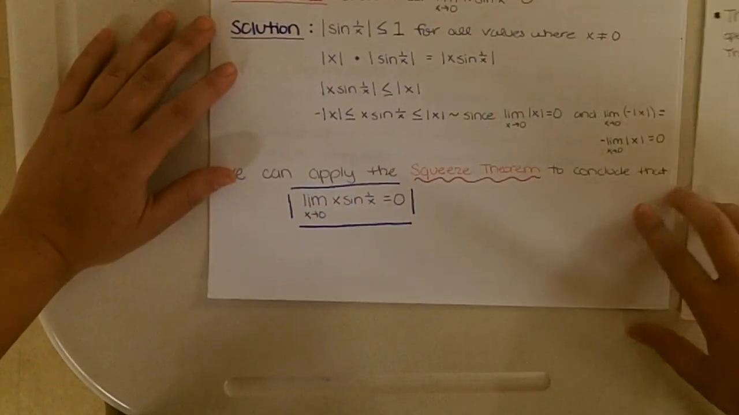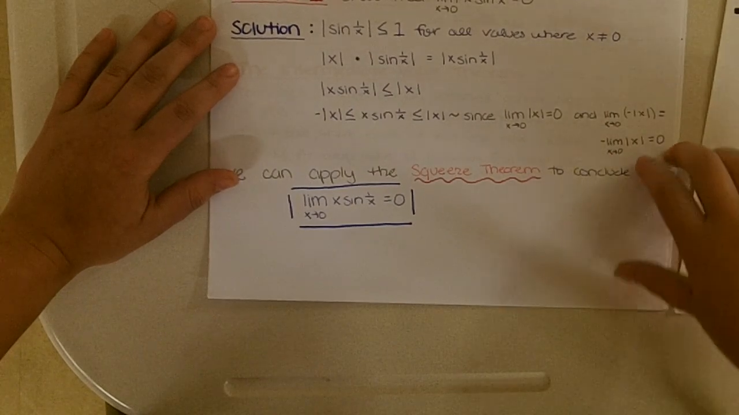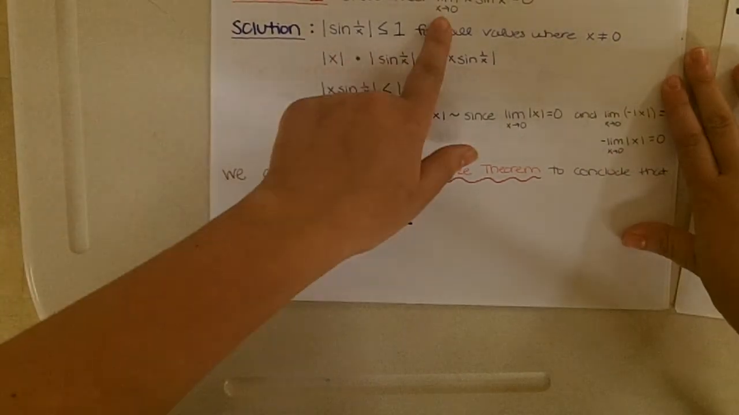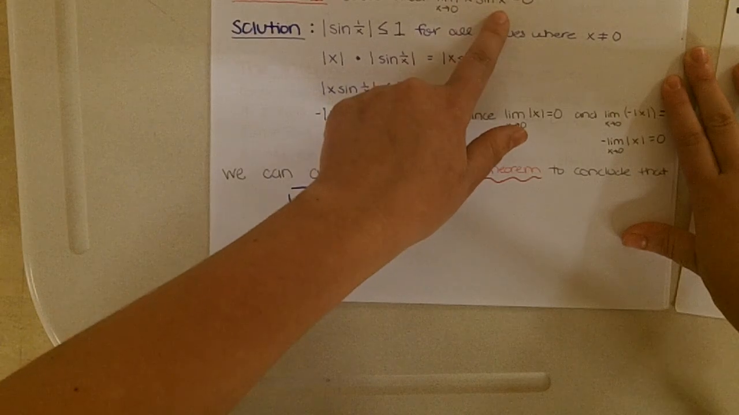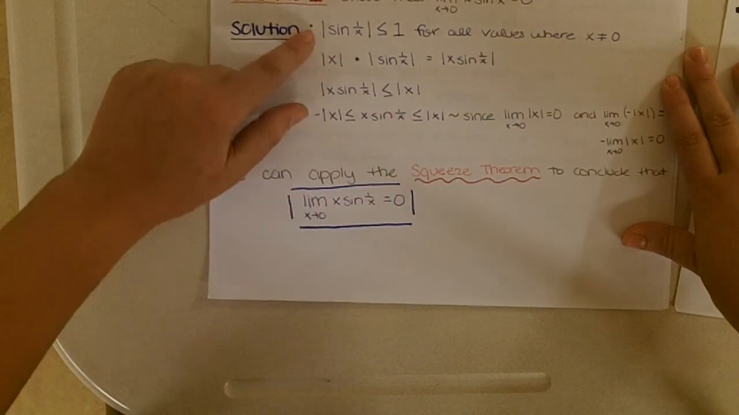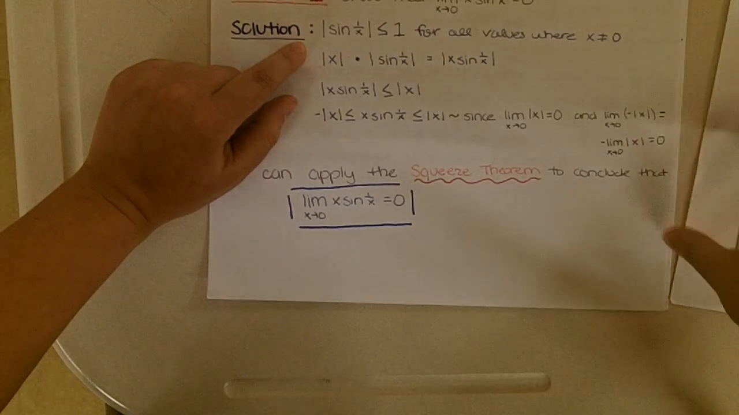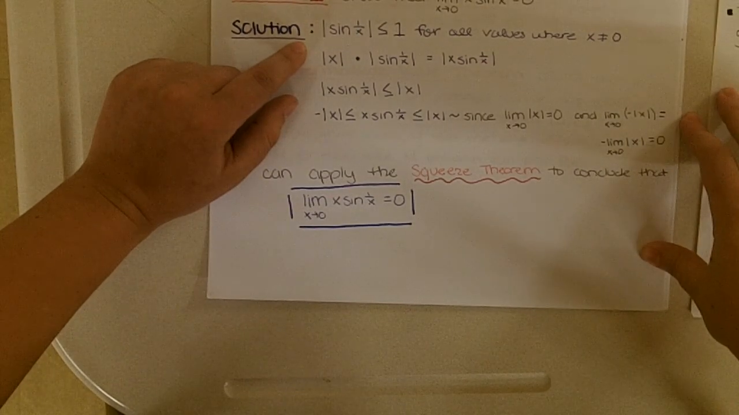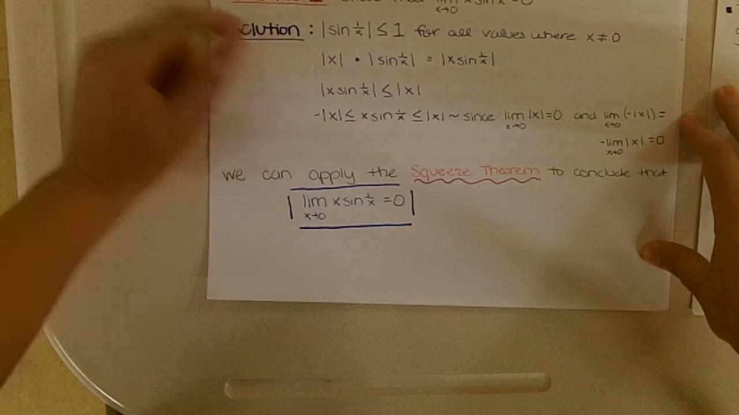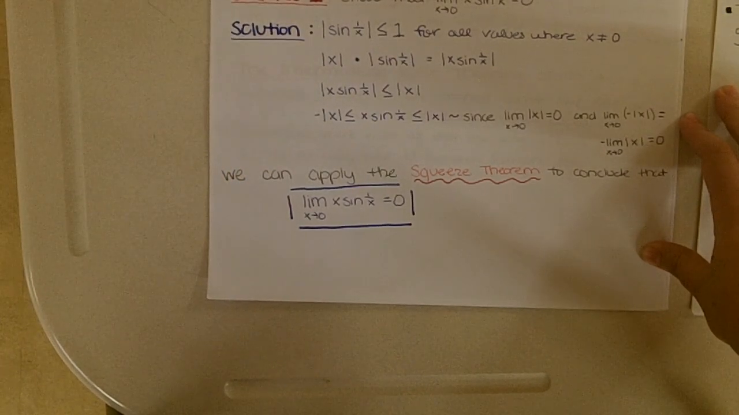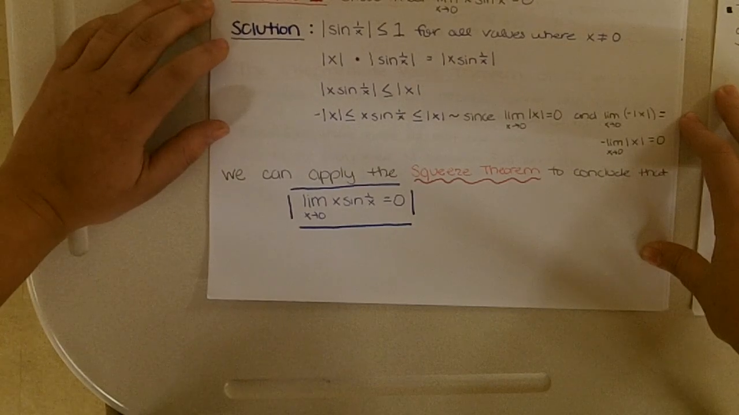Moving on to our first example. Show that the limit as x approaches 0 of x sine 1 over x equals 0. So our solution. Although f of x equals x sine 1 over x is a product of two functions, we cannot use the product law because the limit as x approaches 0 of sine 1 over x does not exist.